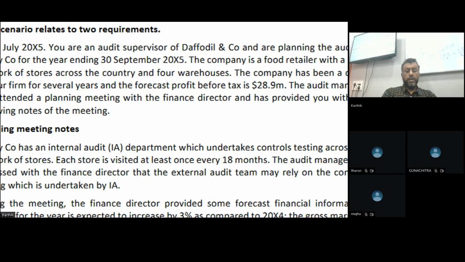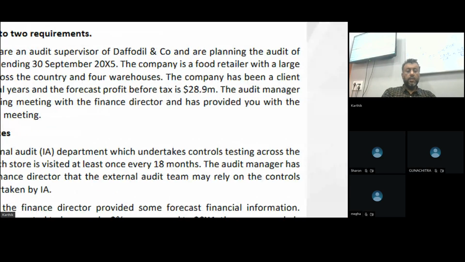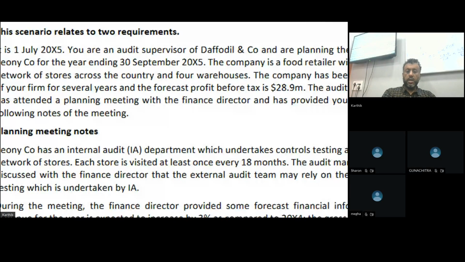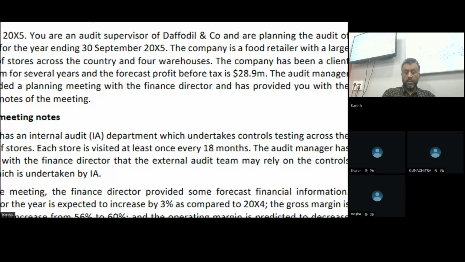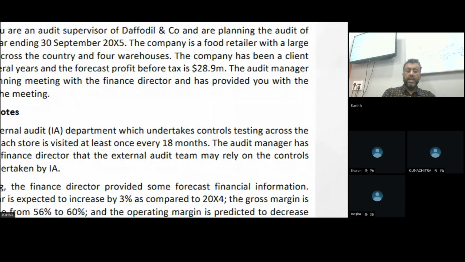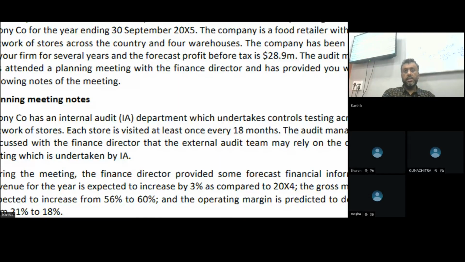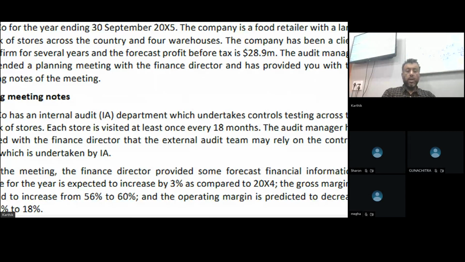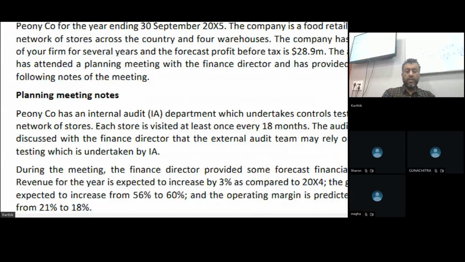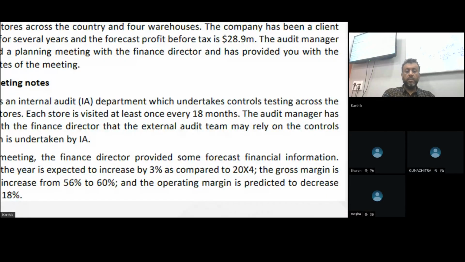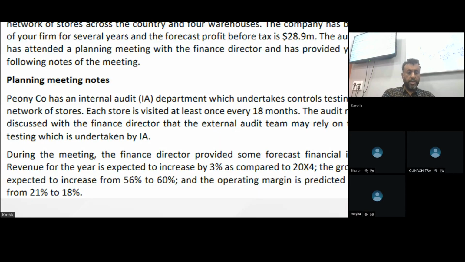The company is a food retailer with a large network of stores across the country and 4 warehouses. The company has been a client of your firm for several years, and the forecast PBT is $29 million. The audit manager has attended a meeting with the finance directors and has provided you with the following notes of the meeting. Okay, very good.